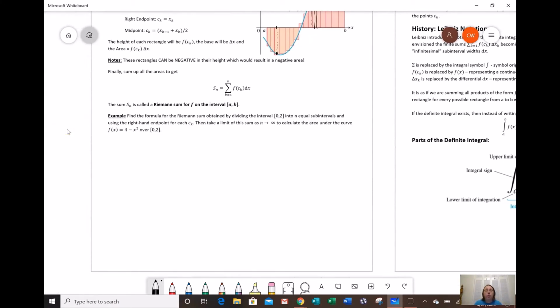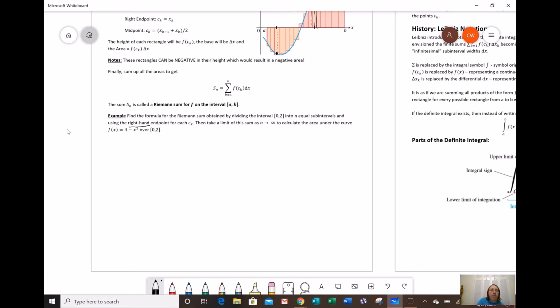Find the formula for the Riemann sum obtained by dividing this interval into n equal subintervals and using the right-hand endpoint for each. So they're telling us which endpoint to use. They want us to use the right-hand endpoint. Check your homework, it might tell you. But you're going to see in a few minutes that it really doesn't matter. And I'll explain that later. All right, then take the limit as n goes to infinity to calculate the area under the curve f of x equals 4 minus x squared over the interval from 0 to 2.